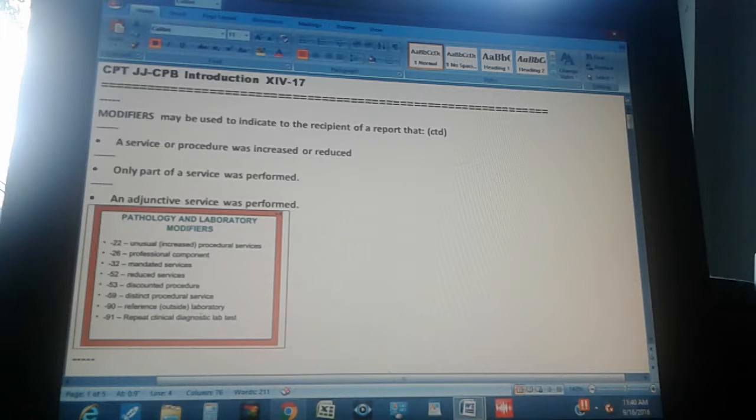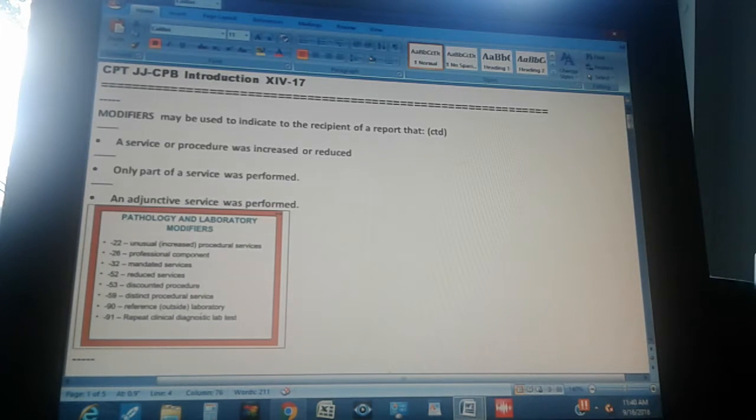Now the modifiers that we have in the cell at the bottom are just examples of pathology and laboratory modifiers, right? For instance, there should be one that is very easy to understand: reduced services, the 52. If not a complete service is done, but just a reduced service, then you use the 52. Okay, that's our theory for today.